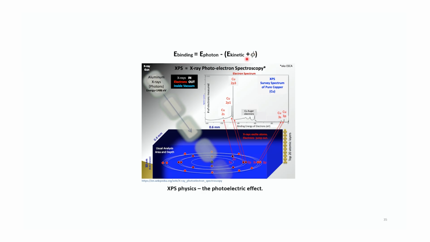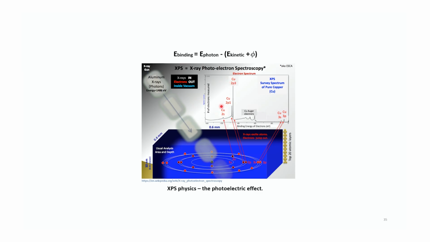So, E binding is your binding energy, and E photon, what is E photon? That is the energy of your X-rays. And E kinetic, what is that? That is the kinetic energy of the electrons that are ejected after your sample is bombarded with these X-rays. So, X-rays are in and electrons come out inside the vacuum when the atom gets excited. That is how you calculate the binding energy of the element that is present in your sample. So, that is how you know what elements are present in your sample.